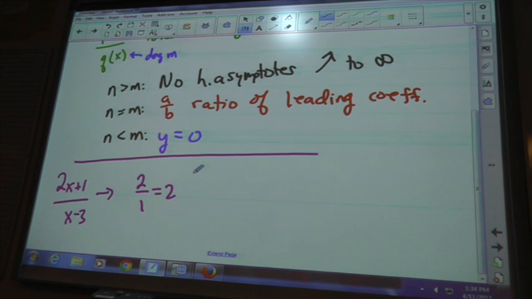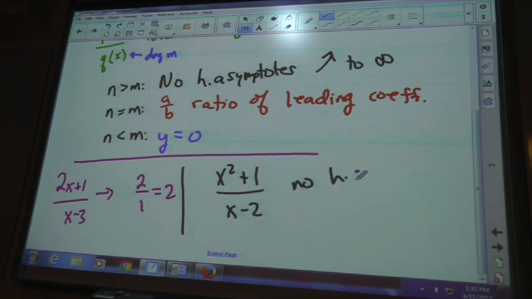All right. So this is actually really, really easy to do. This is the easiest part of a test. If I say find the horizontal asymptotes of x squared plus 1 over x minus 2, you don't even have to graph these anymore. What's the degree of the top? 2. What's the degree of the bottom? 1. This rule applies, right? There's no horizontal asymptote, because the top is going to grow faster than the bottom. I'm making pizzas faster than I can eat them. So no horizontal asymptote.